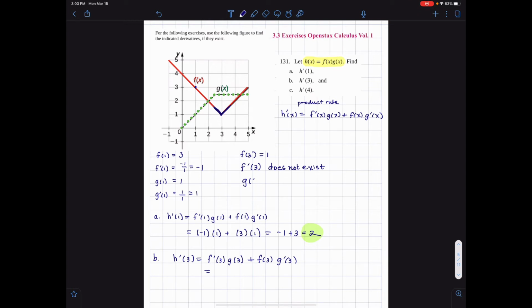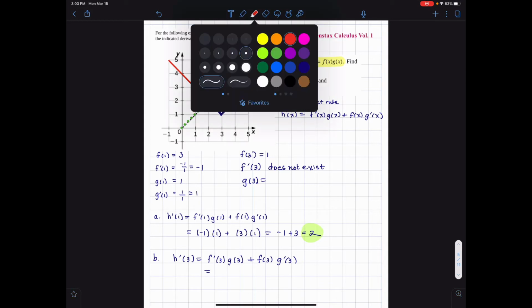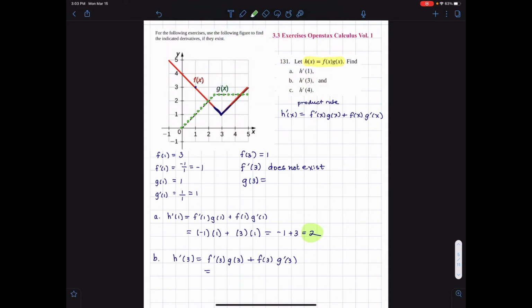g of 3 is not really necessary to determine since we already came to a stop there, but I will just write it down anyway. g of 3 appears to be around 2.5. g prime of 3 is, again, the slope of the tangent line, and the slope seems to be 0 because it's horizontal. I mean, it's 0, okay.